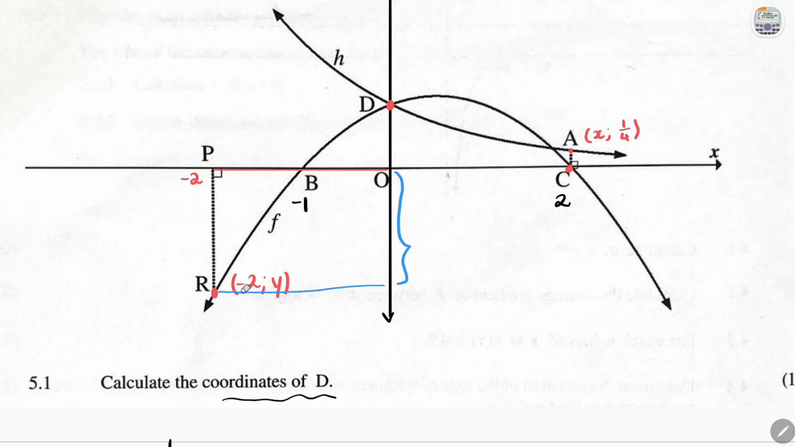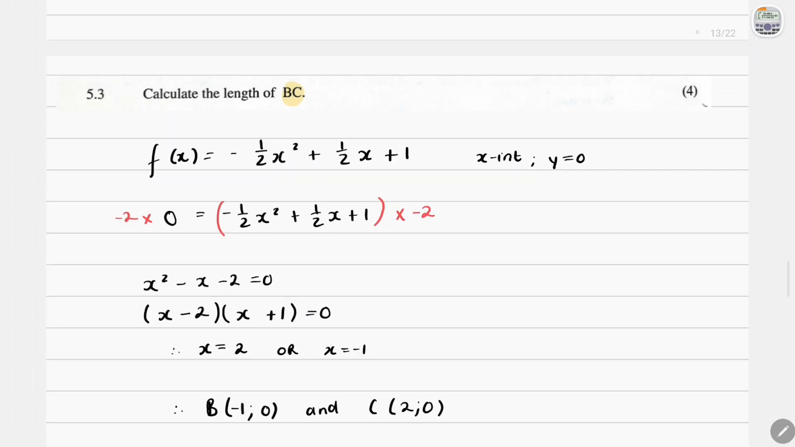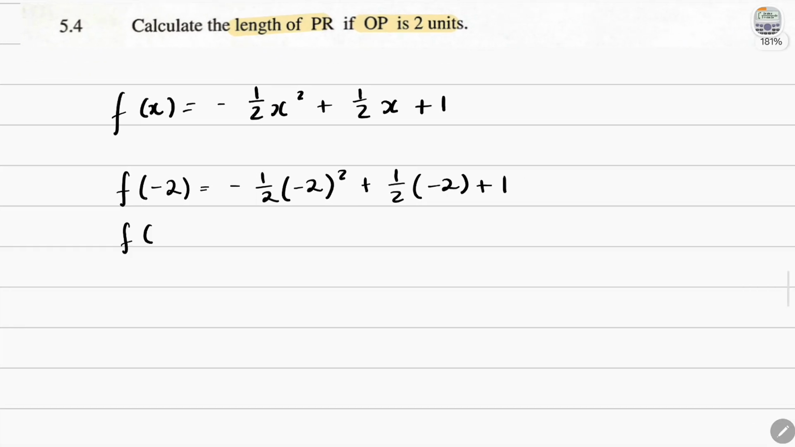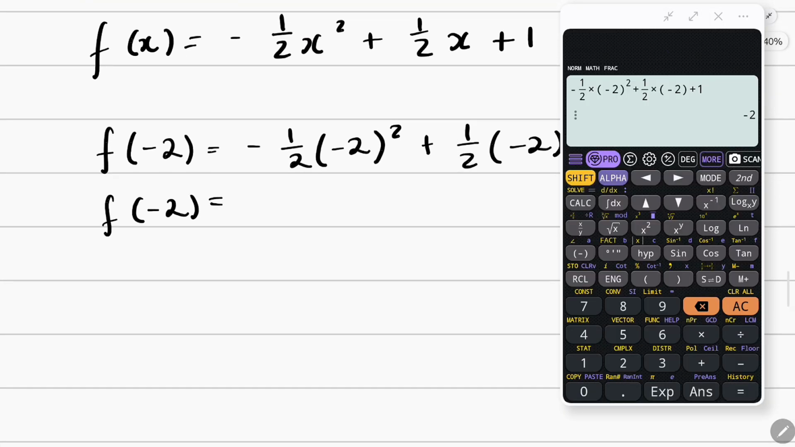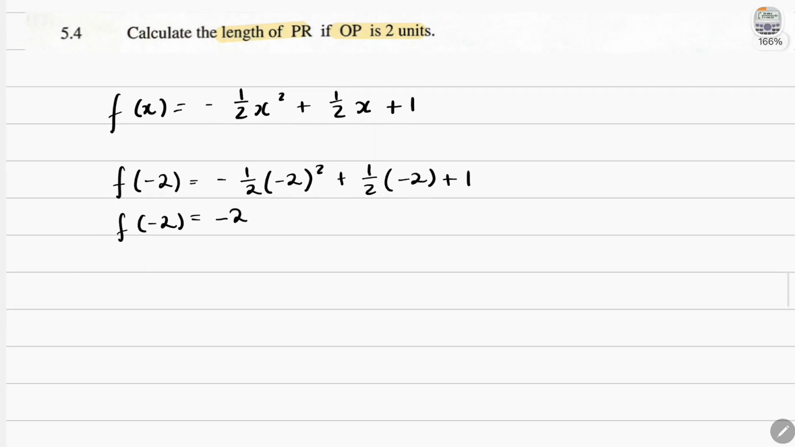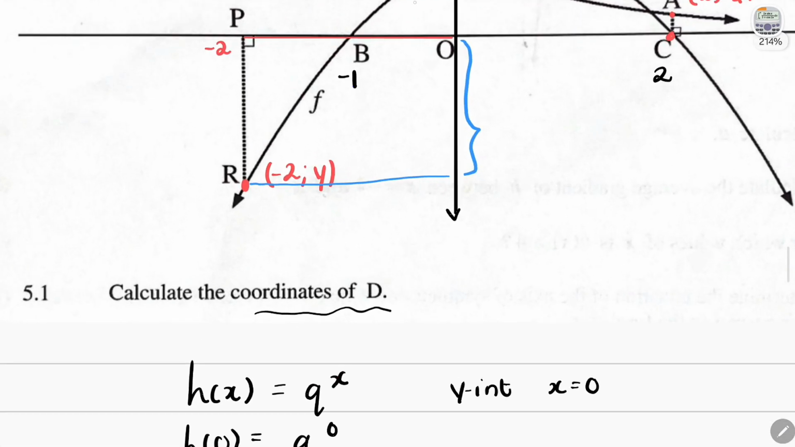Okay, so we got the x value. We can take that and substitute it into the graph that it is on. It's on the graph of f. So let's substitute it into f. So we're going to find out what f of -2 is. Okay, so this is the graph of f. So we'll say f of -2 equals -1/2 times (-2) all squared, plus 1/2 times (-2), plus 1. And let's find out what f of -2 is. And this is -2. Okay, so if it is -2, that is the y value of that point. Okay, so now we know that this y value is actually -2.